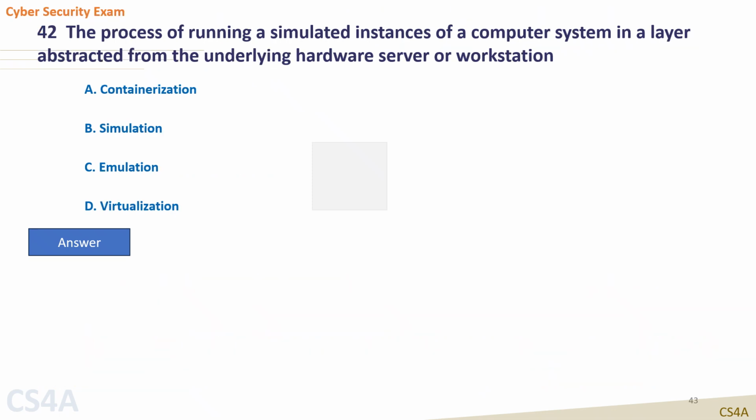Here the second question is, the process of running simulated instances of a computer system in a layered abstraction from the underlying hardware, server, or workstation. So which is it: containerization, simulation, emulation, or virtualization? The keyword is simulated instance in a layered abstraction. Which one abstracts the physical layer from the processing layer? So the answer is virtualization.